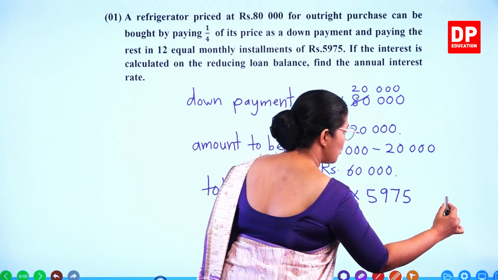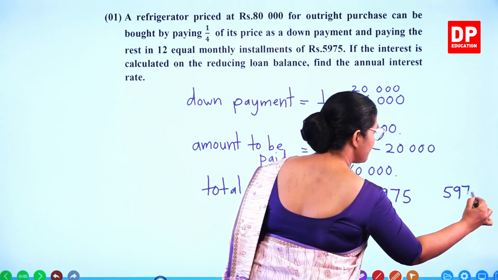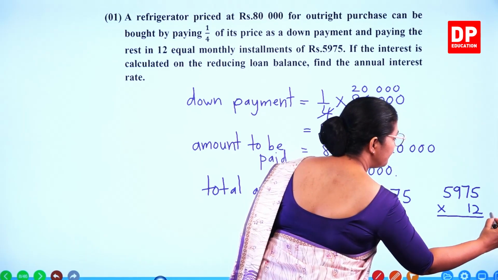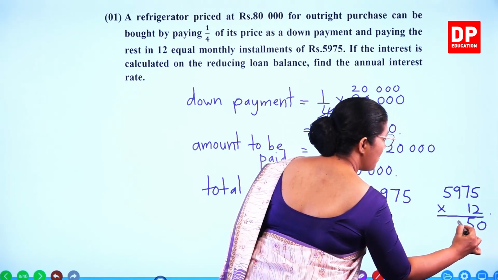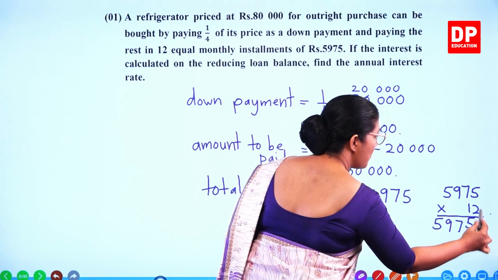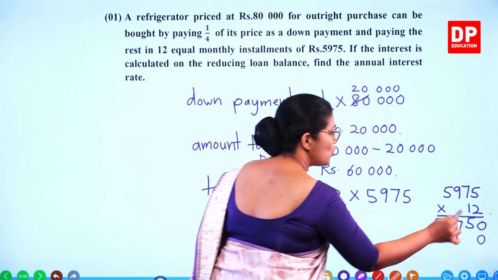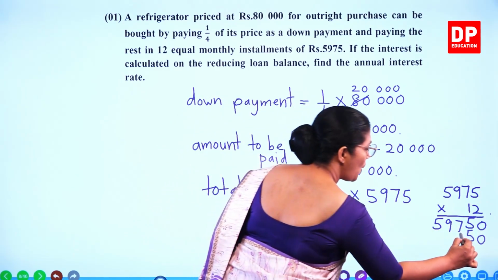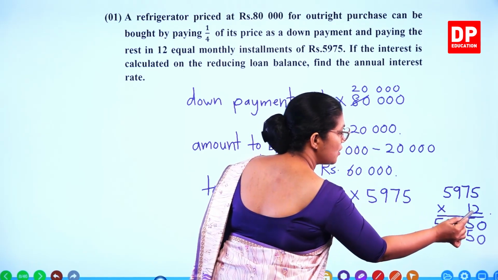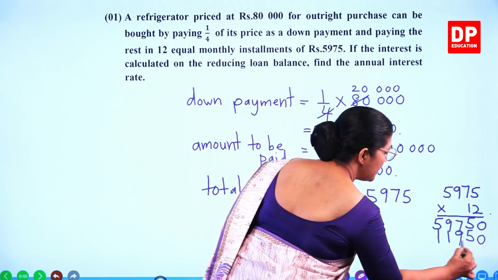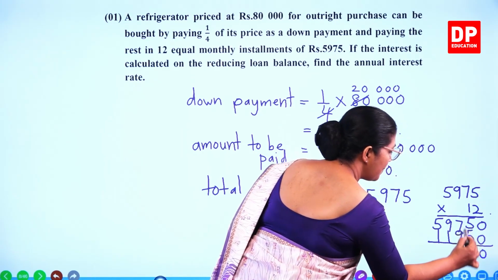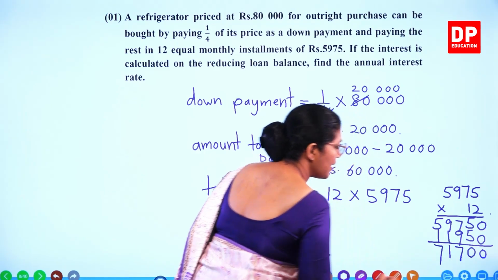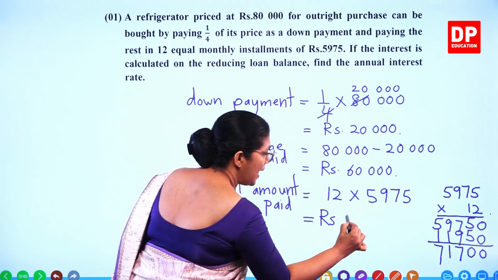So here what we can do, we can multiply by 10 and 2. So multiply by 10 first and multiply by 2. 2 times 5, 10. 1 remaining. 2 times 7, 14 plus 1, 15. 1 remaining. 2 times 9, 18 plus 1, 19. 1 remaining and 2 times 5, 10 plus 1, 11. Now let's add it. 10, 17, 10, 11, 1 remaining, 6 plus 1, 7. So this amount already paid.